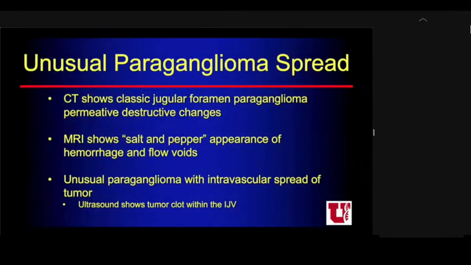So in short, paraganglioma will classically show permeative destructive changes of bone on CT, as we saw in our case, and a very classic imaging appearance on MR is the salt and pepper appearance correlating with areas of hemorrhage and hypervascular flow voids, as well as avid contrast enhancement. What's unusual about this case is you don't expect to see the direct intravascular spread of the tumor, and this was corroborated on ultrasound showing that tumor thrombus. So an unusual pattern of spread for this lesion. I thank you very much for your attention.